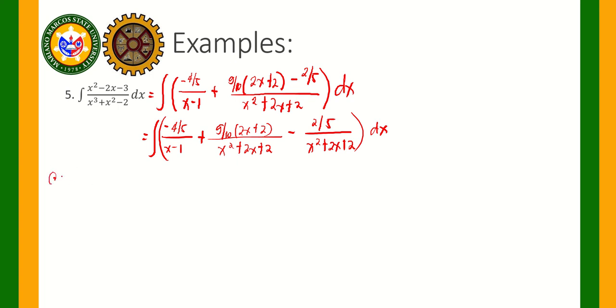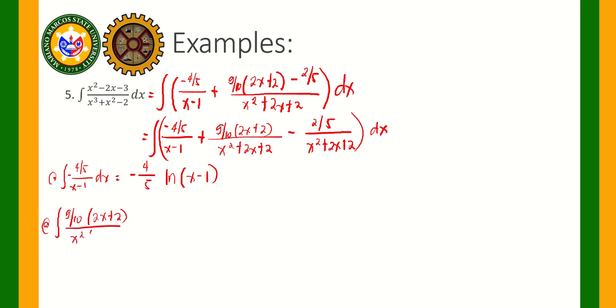So at integral of negative 4 over 5 over x minus 1 dx, this will be equal to, isolate natin si constant, and then dx over x minus 1 is ln of x minus 1. And next naman, at the integral of 9 over 10 times 2x plus 2 all over x squared plus 2x plus 2 dx. So, isolate natin si constant. This will be equal to 9 over 10, the integral of 2x plus 2 all over x squared plus 2x plus 2 dx.